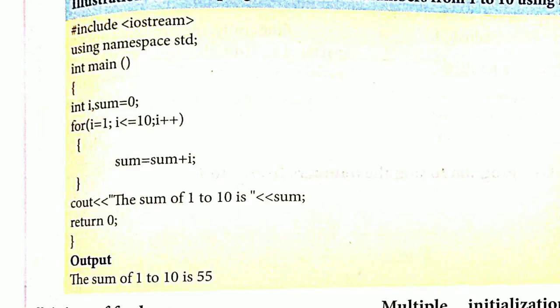Now the sum is 1, then 1 plus 2, and it will keep on going until the value of i is 11. You can see that the initialization is i is equal to 1, the test condition is i is less than or equal to 10, and i plus plus. So it is the same concept, implemented in a different way.